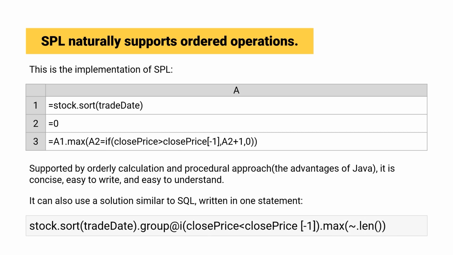We can also use the SQL approach to implement. By still utilizing the ordered nature, new groups will be generated when the conditions are met, that is, when there is no increase, so that each increase interval can be divided into different groups. Finally, the maximum number of group members can be calculated. Although consistent with the SQL approach, the level of conciseness expressed is completely different.